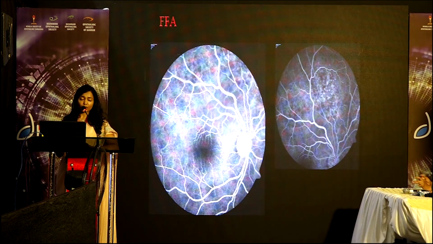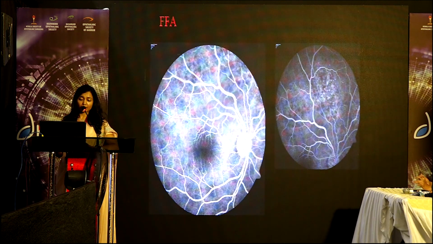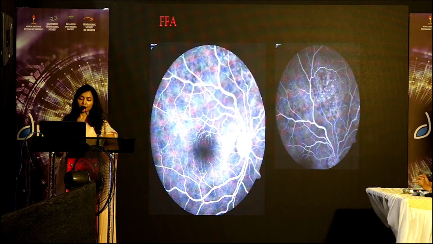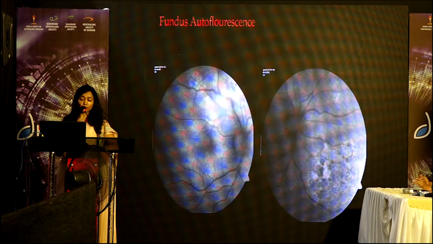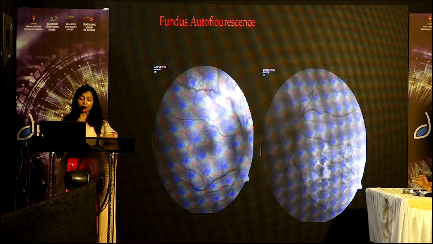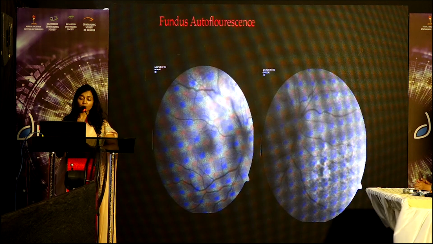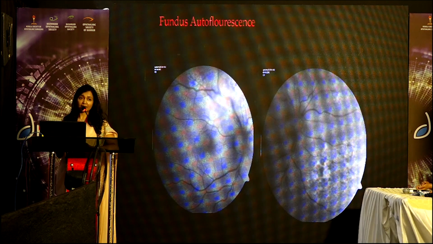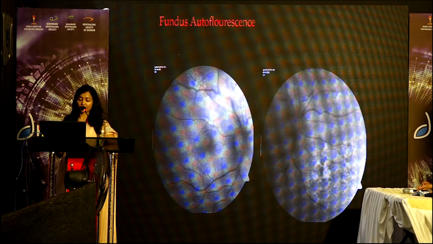Our diagnosis revolved around CSR and VKH, and the patient was given steroids. But if you look at the autofluorescence, you can see there is extensive hypo and hyper autofluorescence, which is not typically seen in acute CSR or acute VKH.